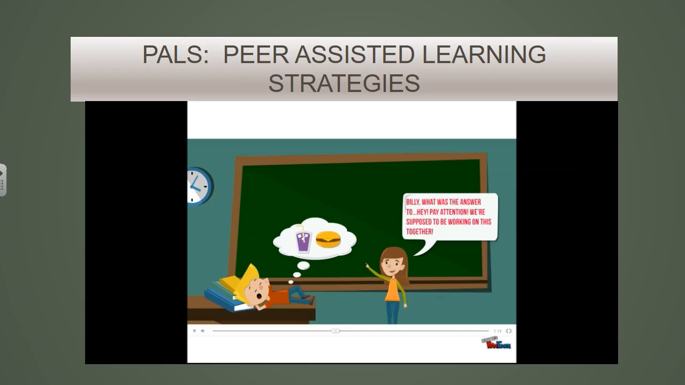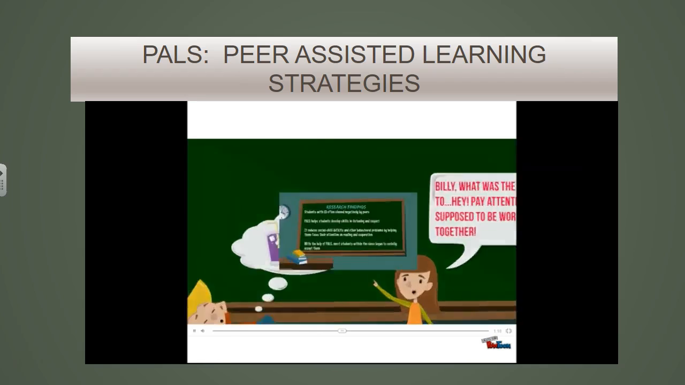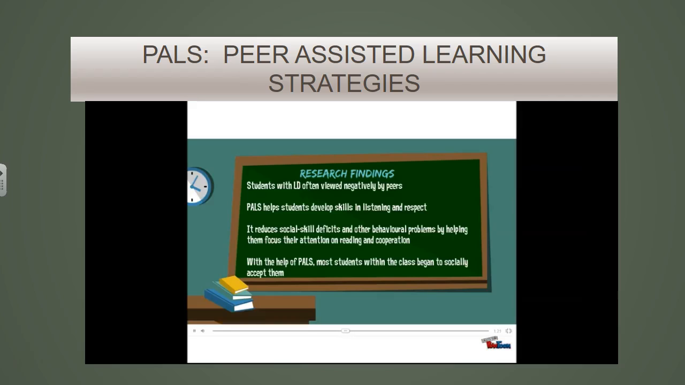But great, Billy has learned to read, but what about his behavioral issues and social skill deficits? By cooperating with a tutor or tutee, each student develops skills such as listening and respect as they respond to their peers. If students have social skill deficits or behavioral problems, quite often they may distract, irritate, anger, confuse, embarrass, or negatively impress other children. This activity gets them to focus their attention on cooperation.